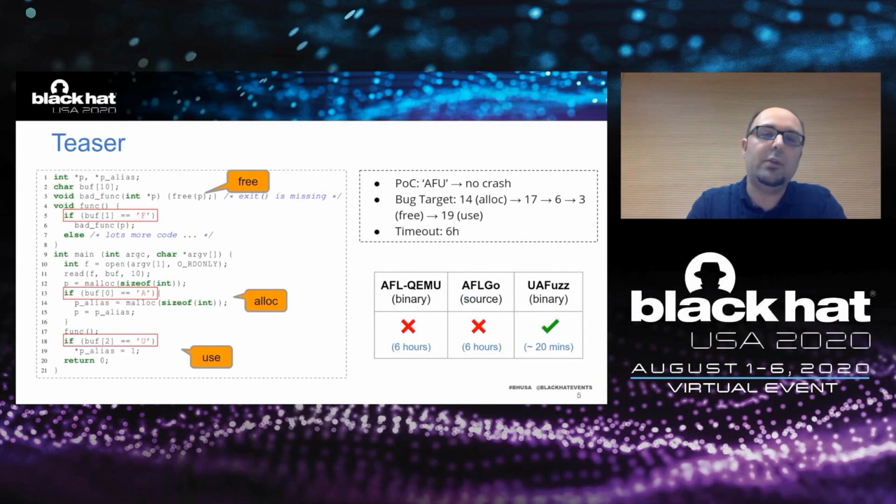So as a teaser, here is a small example. You don't really need to know what this code snippet does exactly. The point is there is a use after free in it, if you go through the allocation, then the free, and then the use. Now, if you take AFL on this small code, actually AFL QEMU, to go on binary, within 6 hours, it cannot find it. If you take AFLGo, a directed fuzzer, which will work on source, and with an adequate target, again, within 6 hours, it will not find the use after free bug. With our technique called UAFuzz, within 20 minutes, we are indeed able to find this use after free bug.